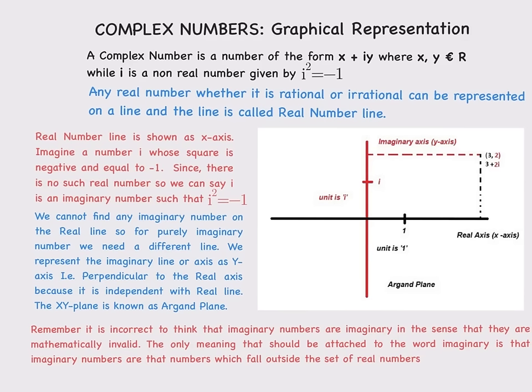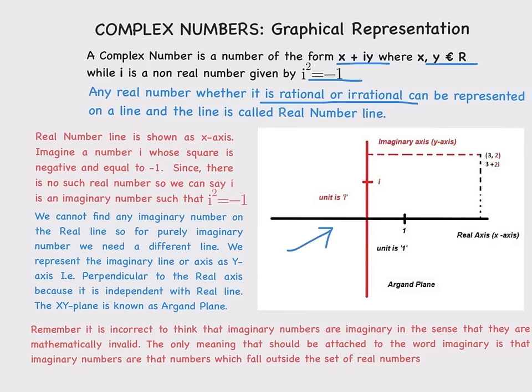So a complex number is a number of the form x plus iy. This is the correct definition of a complex number, where x, y belong to the real numbers, and i is a non-real number given by i square is equal to -1. As you are aware, any real number, whether rational or irrational, can be represented on a line, and the line is called the real number line. A real number line is shown as the x-axis here.